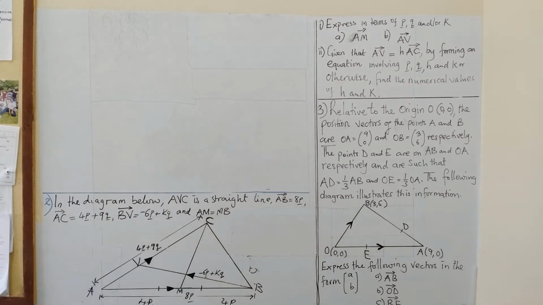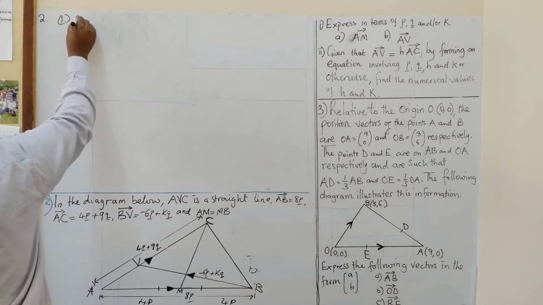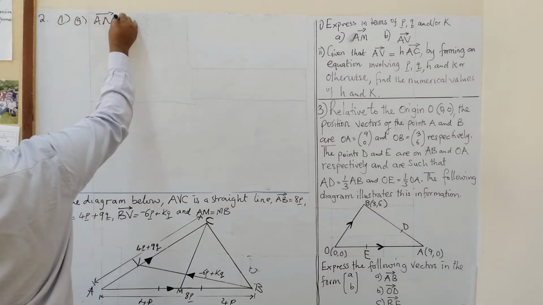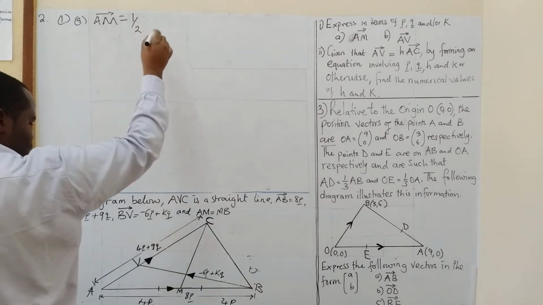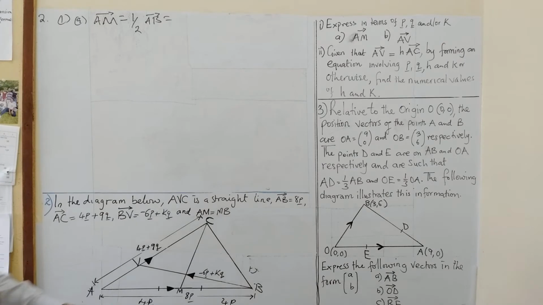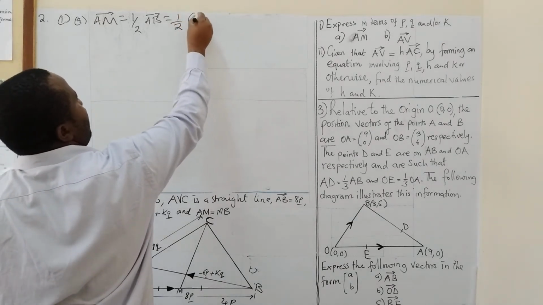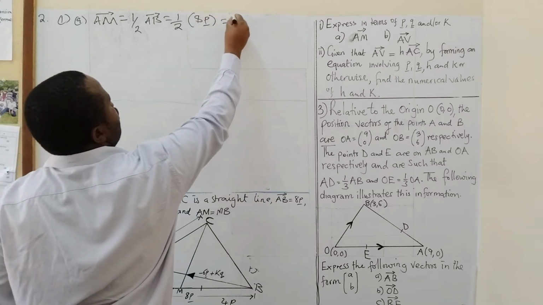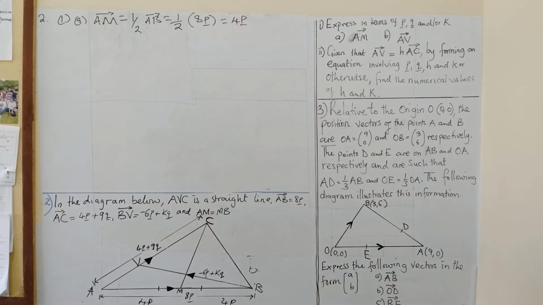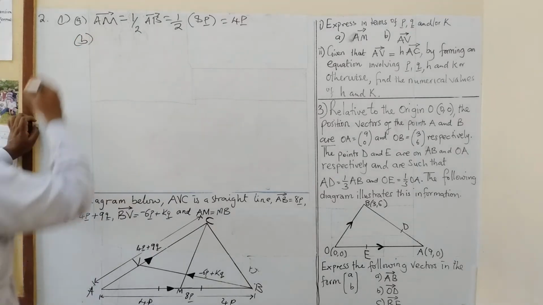So, this is 2, Roman numeral 1A. Find AM. So we are saying AM is half of AB, because that is the midpoint. So it's half of AB, which is 8p, and this will be 4p. So you have 4 giving you 8. That's our answer there. B. What is B? AV.